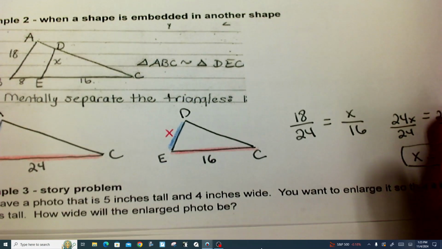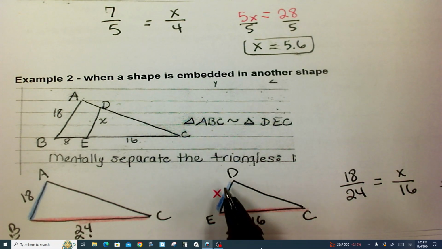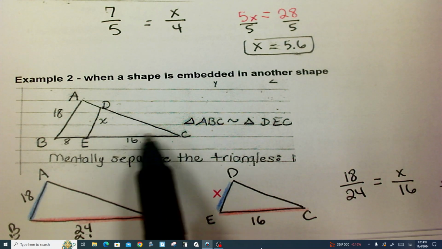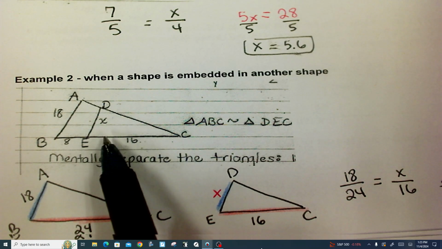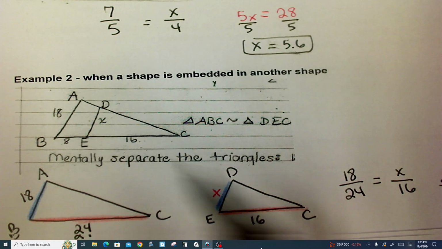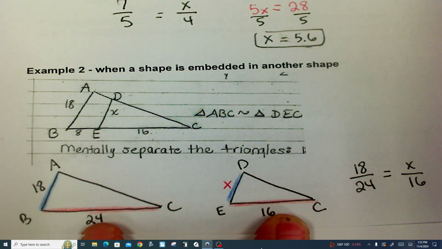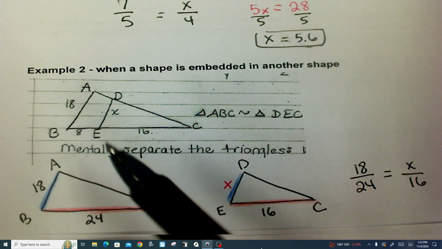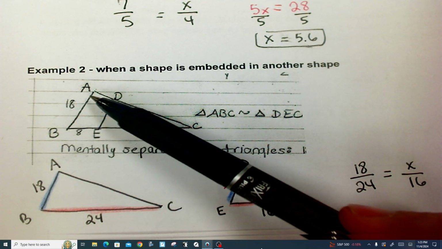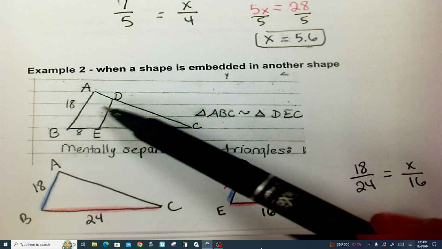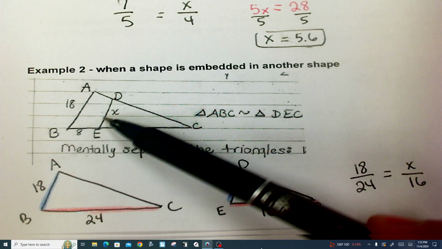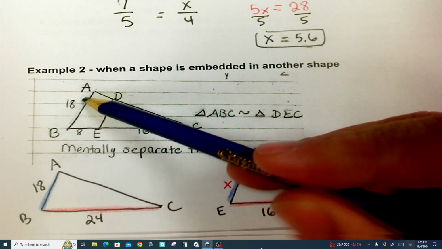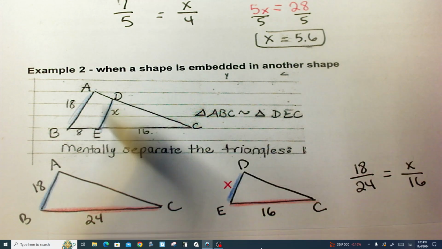For example 2, all they really wanted us to do was go find this missing distance between D and E, and they took the smaller proportional shape, the similar shape, and they stuffed it inside of this one. If you can separate it into two different triangles, you'd be good. You may not even have to redraw them. For example, if we said, hey, AB is 18 and that would correspond to the X, you could take your mind and just go, hey, you know what? This side corresponds to that side.